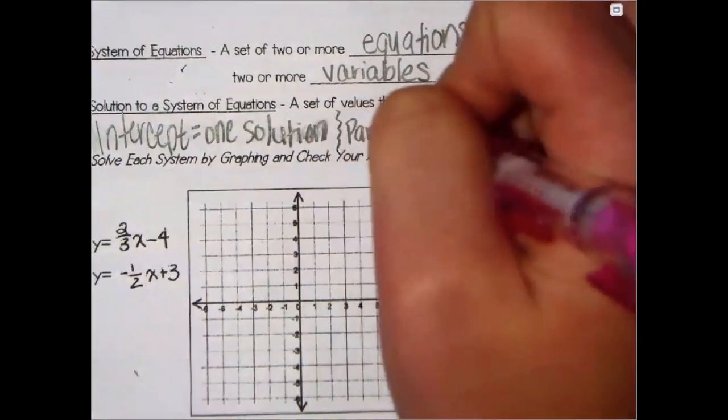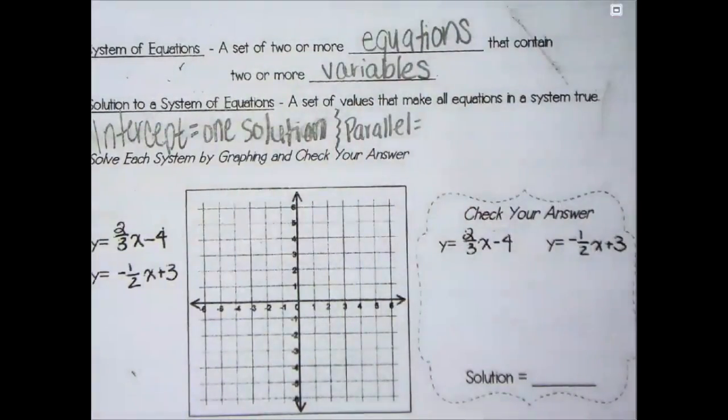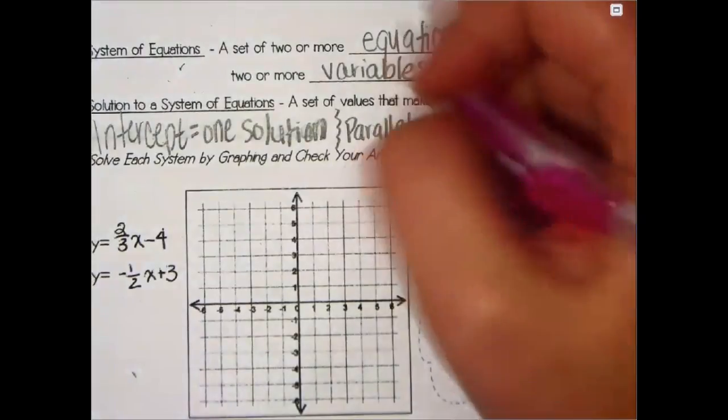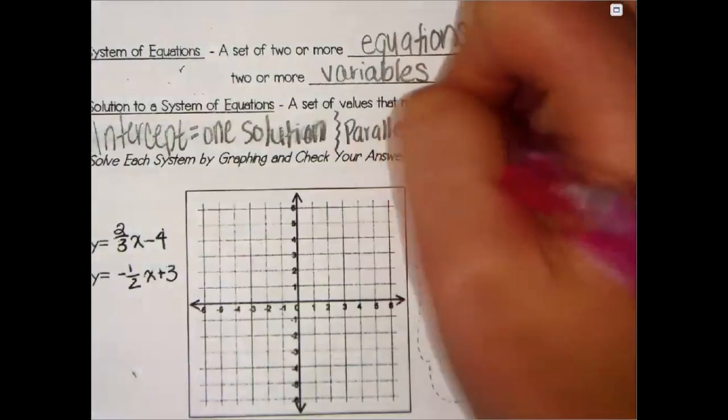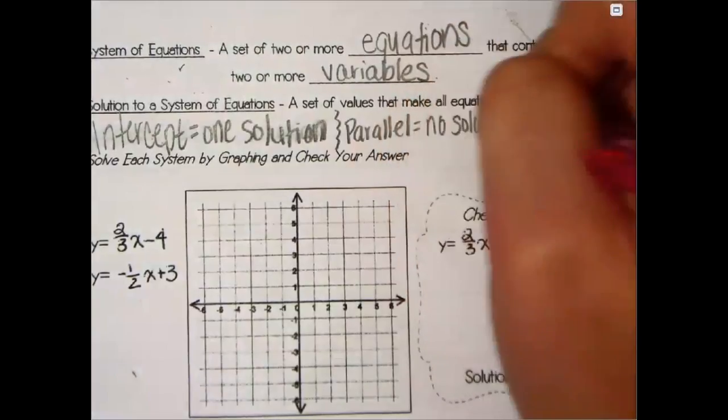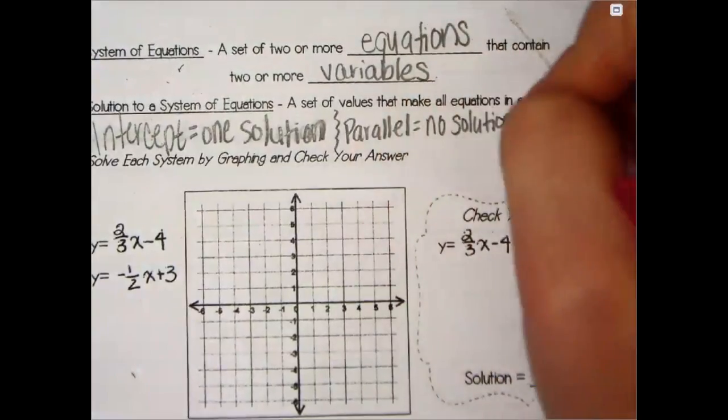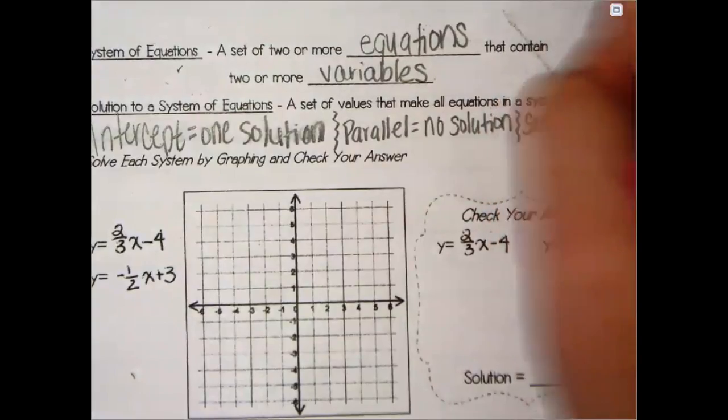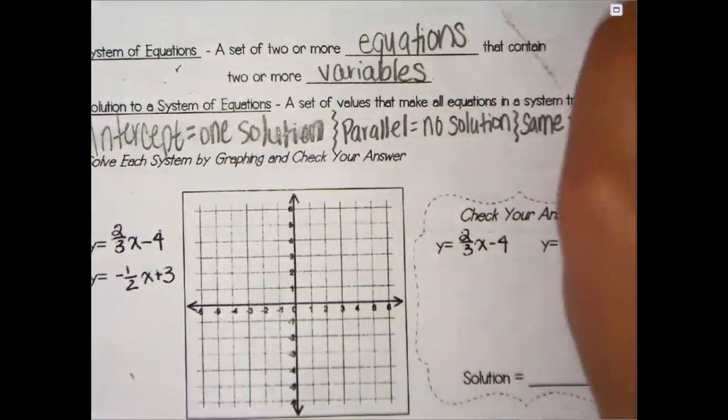If your lines are parallel, what happens when lines are parallel to each other? Are they ever going to cross? No. So how many solutions do you think that they have? They never cross. None. No solution. And what if the lines are the same line? Infinite.